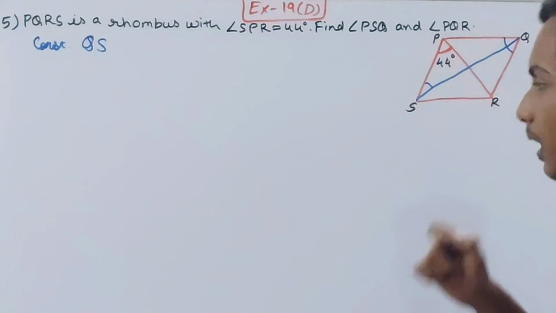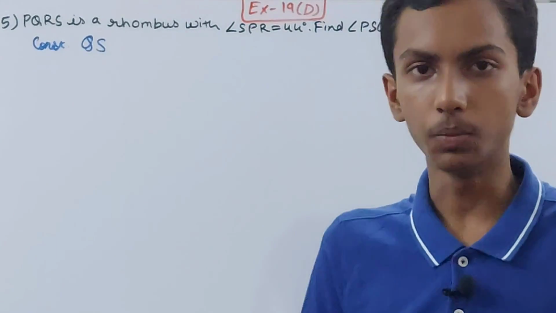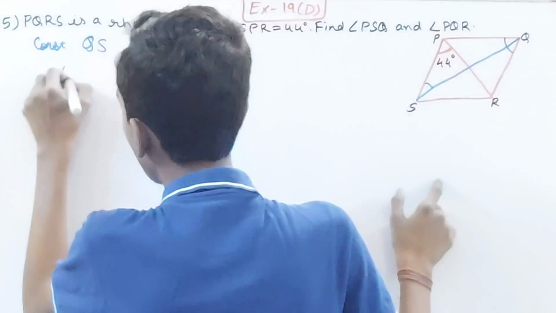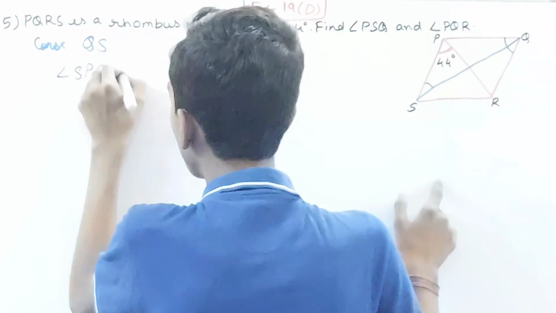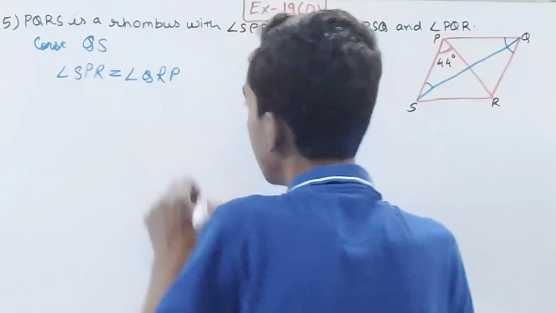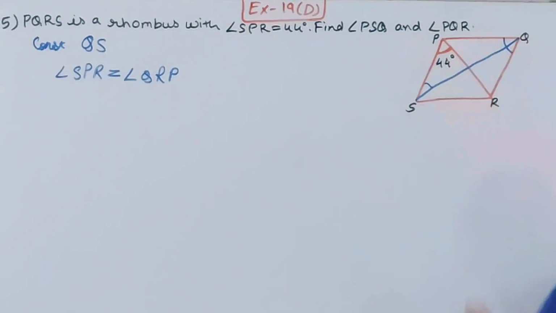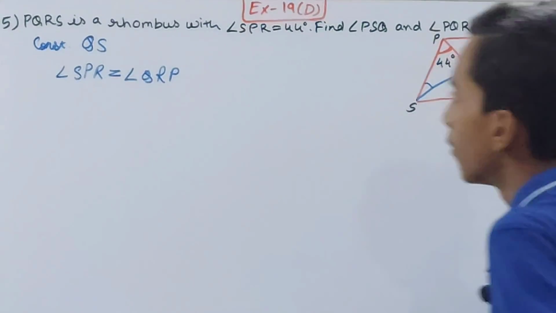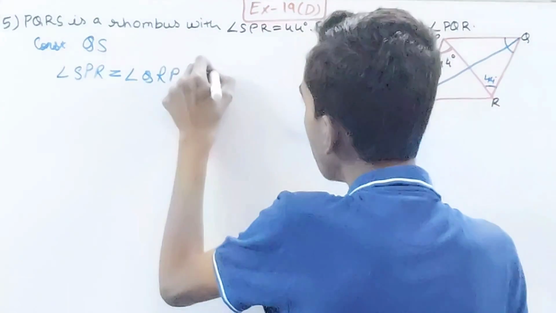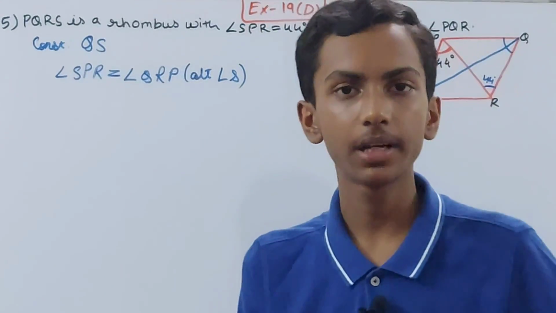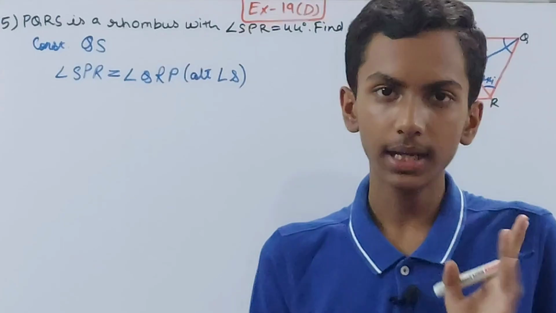Now look what you are supposed to do. See, angle SPR is equal to angle QRP or not? Yes, because SPR is 44, so QRP will also be 44 degrees. Why? Because these two are alternate angles. So this is the first piece of information we have taken out. Now we have to find two angles.